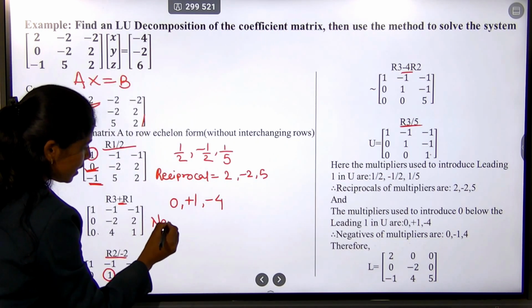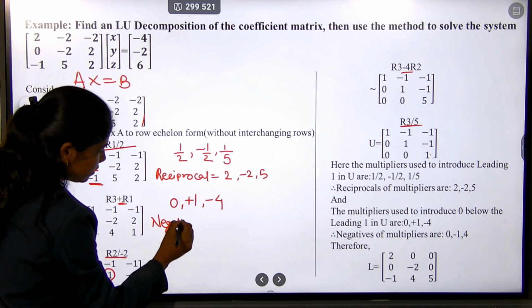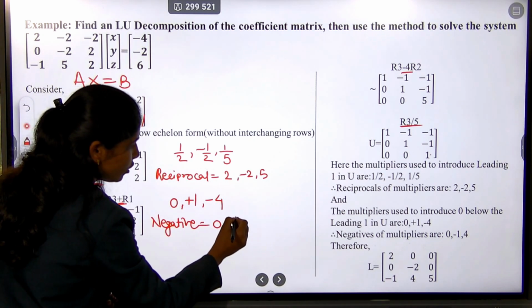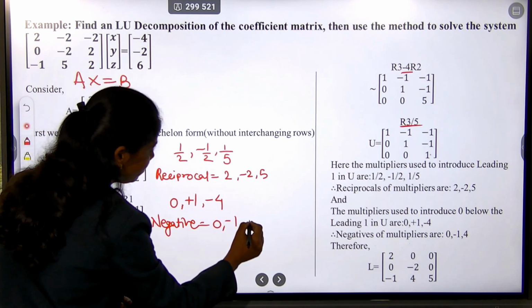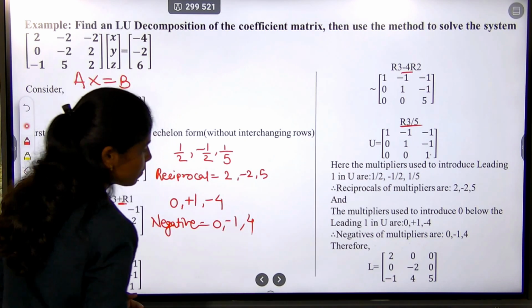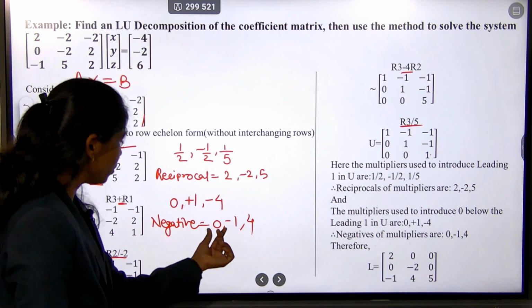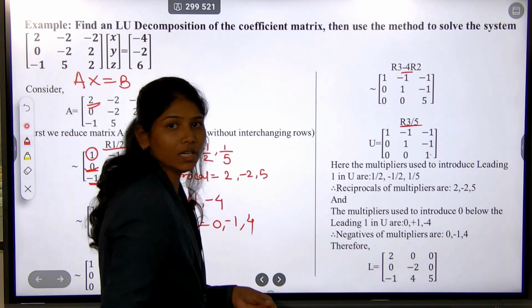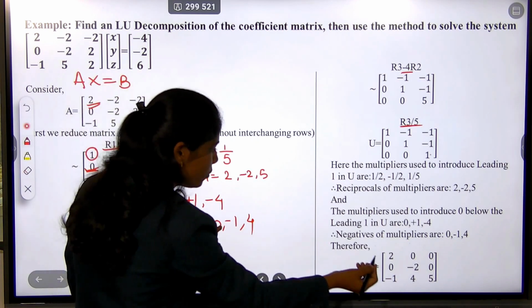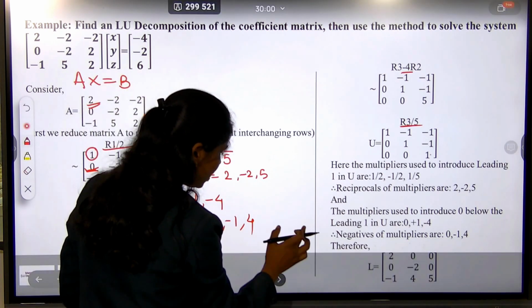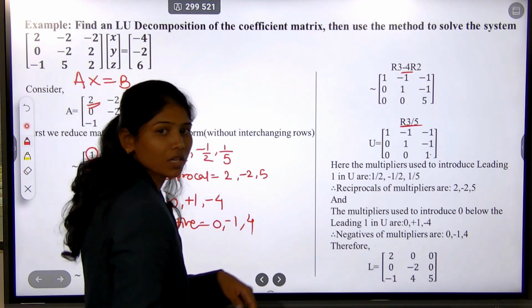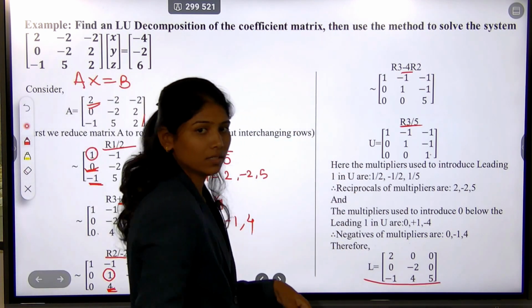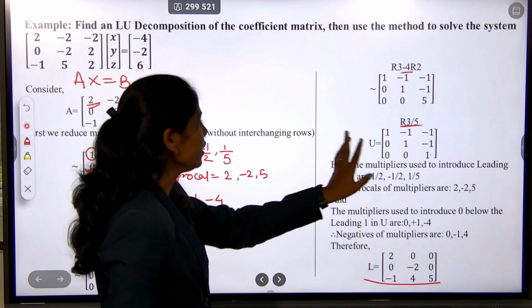Take the negative of that multiplier. So it gives us 0, the negative of plus 1 is minus 1, and the negative of minus 4 is 4. So we put those negated entries below the main diagonal. So here we put 0, minus 1 and then 4. In this way we can form the matrix L. So we get here L and U.